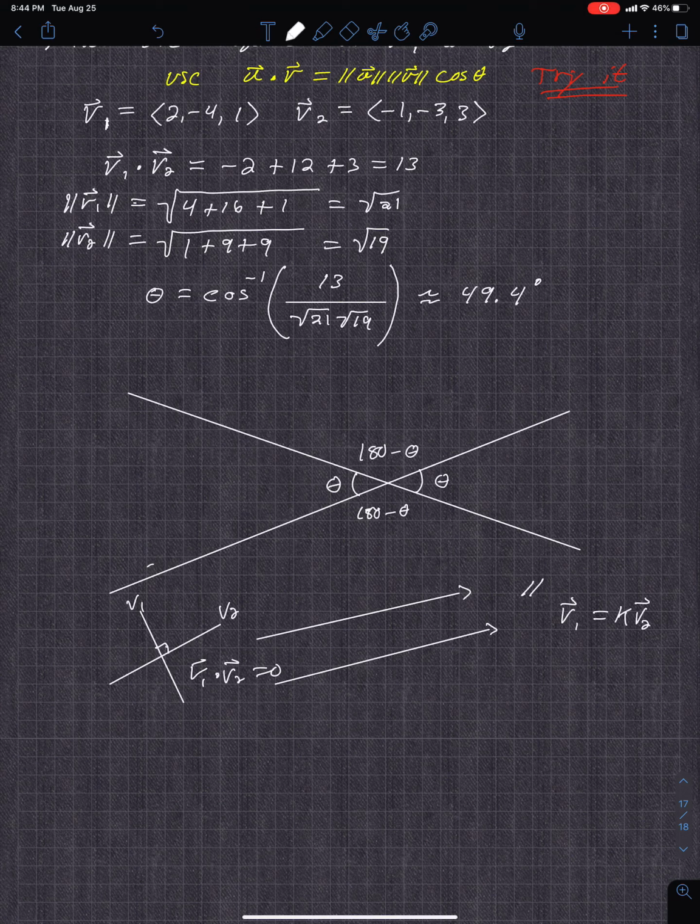Next, we're going to derive a formula for the distance from a point to a plane. No, point to a line first. Point to a line.